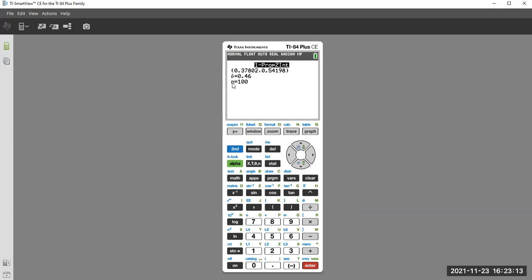See the little hat on the P? So 0.378, 0.541, but this is a 9, so 542. This is a 0, so the 8 stays 8. 0.378 less than P, less than 0.542.